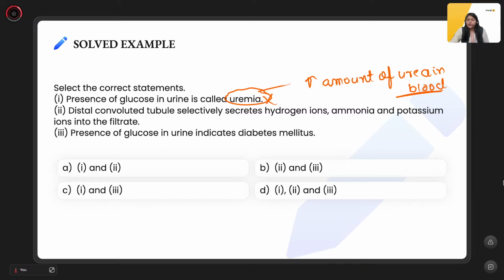Now, the distal convoluted tubule (DCT) selectively secretes hydrogen ions, ammonia, and potassium ions into the filtrate. This is correct. Presence of glucose in urine indicates diabetes mellitus. This is absolutely correct. The presence of glucose and ketone bodies in urine: glucose is called glycosuria, whereas ketone bodies is called ketonuria. Presence of both indicates diabetes mellitus. So options 2 and 3 are correct, whereas option 1 is wrong. So here option B is going to be your correct answer.